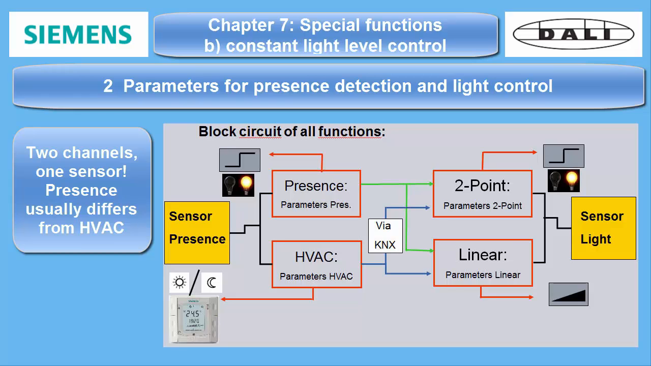2. Parameters for presence detection and light control. There are various influencing factors to be heeded. For all of them, certain parameters have to be set. Please note also that at first the different function blocks are designed separately and then linked to each other via their KNX communication objects. So it is always possible to combine KNX and DALI functions wherever it makes sense.